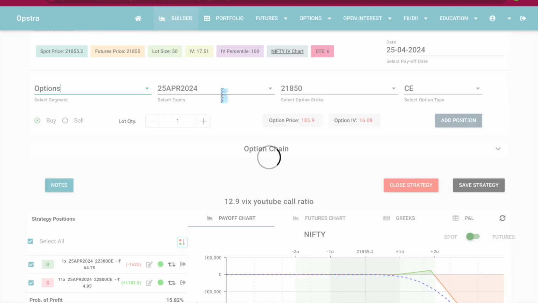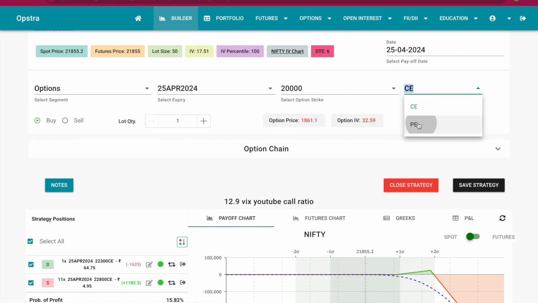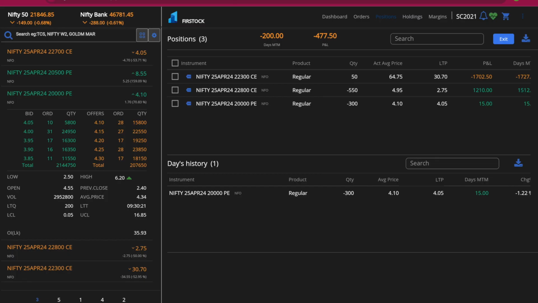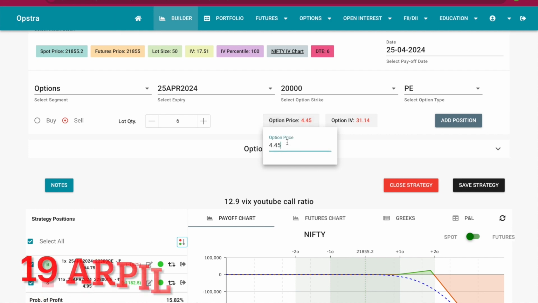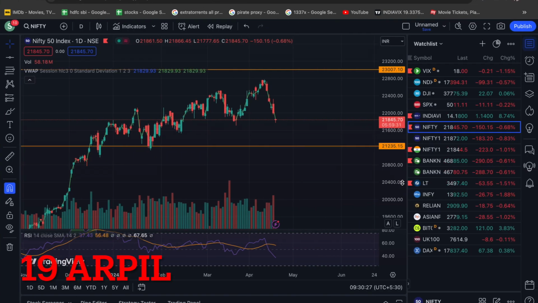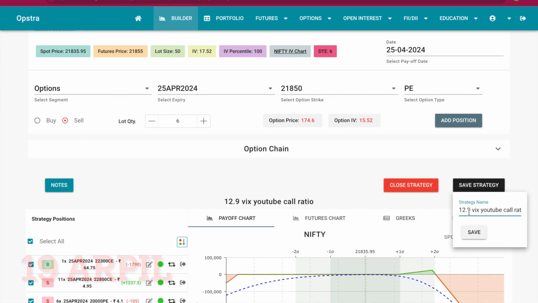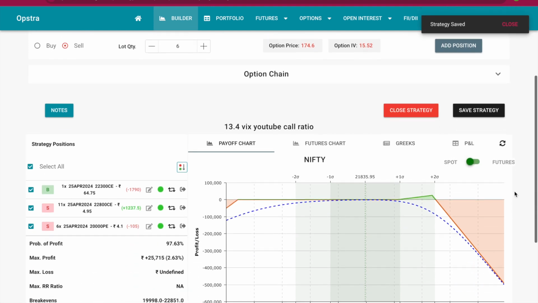20,000 PE options, and this is PE. We have already sold this and we have 6 lots, and the value is 4.1 for us. We are at this position, and here the India VIX has gone to 14. So our overall India VIX will be around 13.4, somewhat like this.